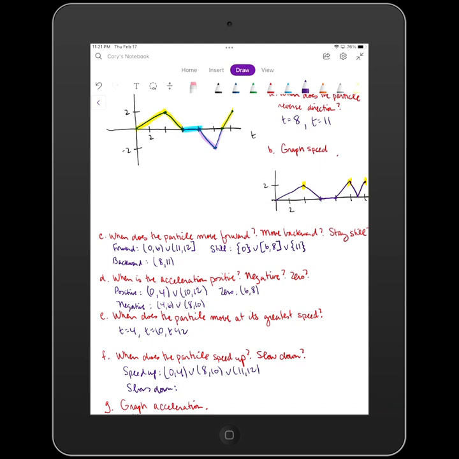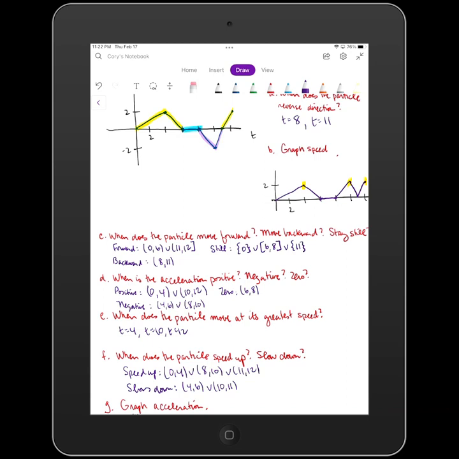Okay, so we know our particle is going to be slowing down on the interval from 4 to 6. So from 4 to 6, we have a positive velocity because the graph lies above the t-axis, and a negative acceleration because the slope is negative. And then we are also slowing down on the interval from 10 to 11, because on the interval from 10 to 11, velocity is negative, the graph lies below the t-axis, and acceleration is positive, the slope is positive.